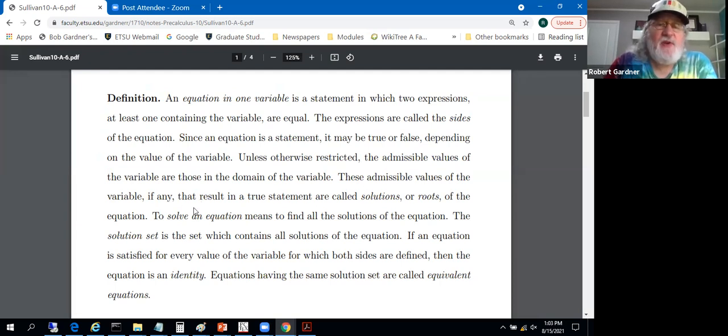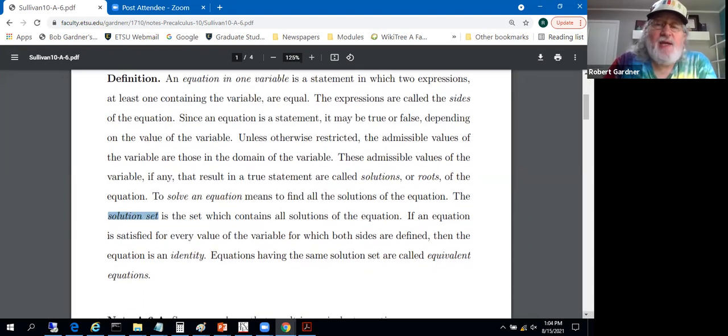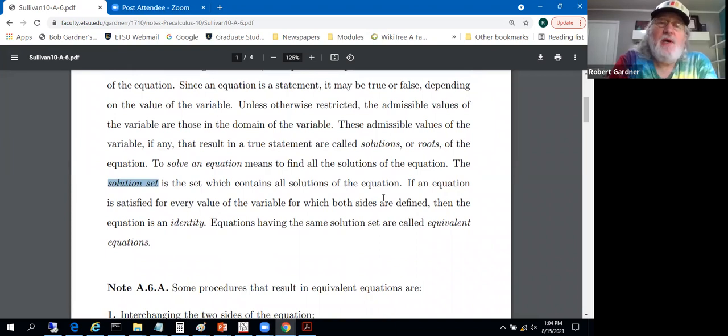These admissible values of the variable, if any, that result in a true statement are called the solutions or roots of the equation. I disagree with the authors of the book a little bit. I'd call these solutions to the equations. The term root is usually restricted to polynomial equations, so solution is a better term. To solve an equation means to find all the solutions of the equation. The solution set is the set which contains all solutions of the equation. We'll oftentimes give answers in terms of solution sets.